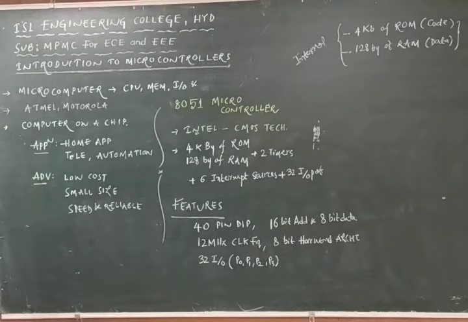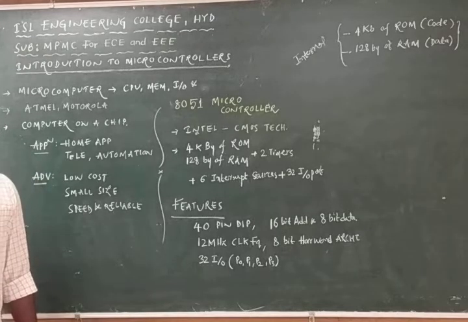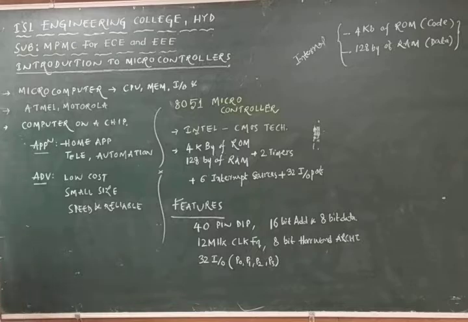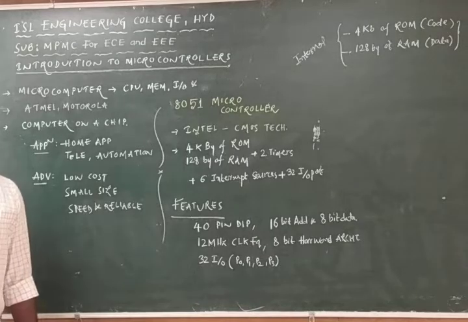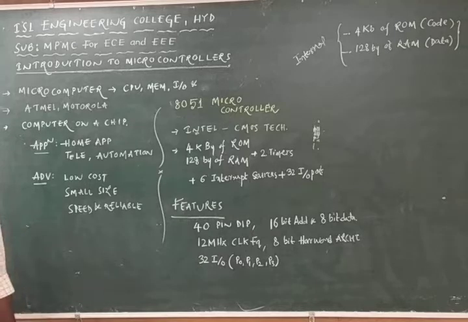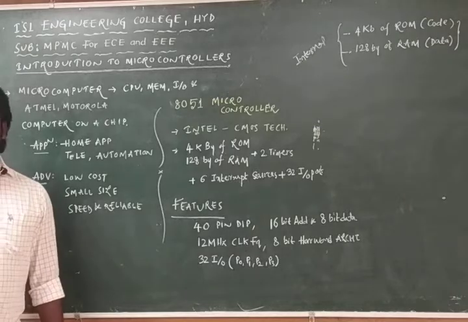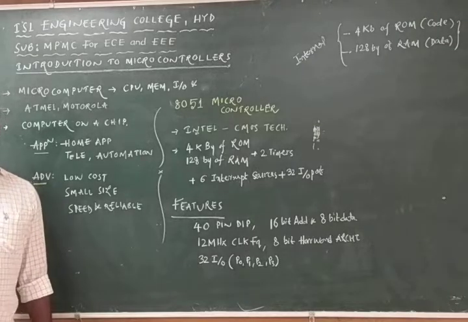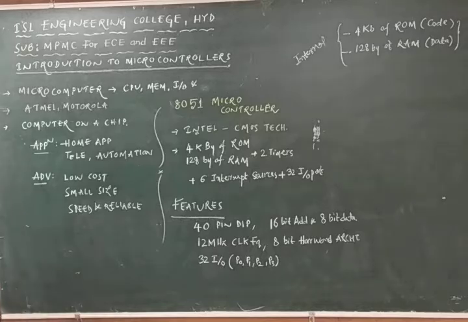In the syllabus for the EEE students, these microcontrollers are there in the fourth unit. For the EC students, some part of the microcontrollers is there in the third unit itself. So for the EEE students, it is the fourth unit. For the electronics students, it will be in the third unit only. Then I am going with the introduction to the microcontrollers.